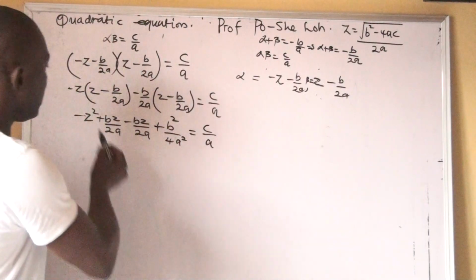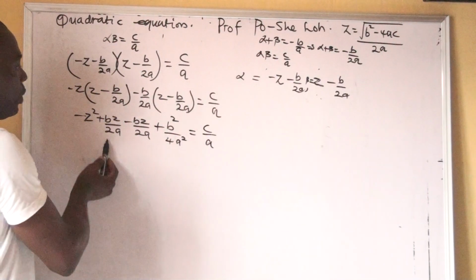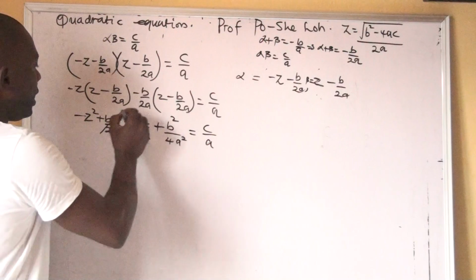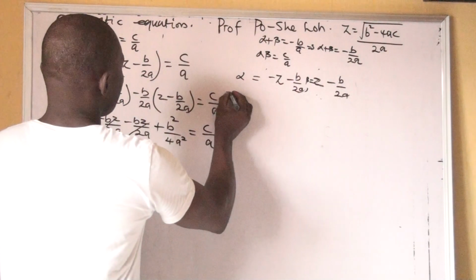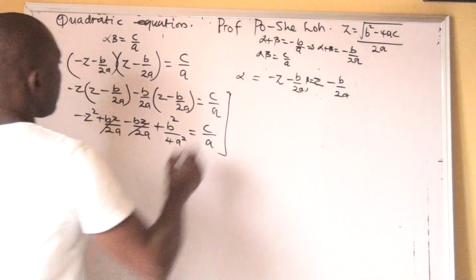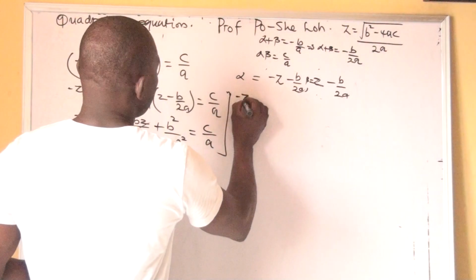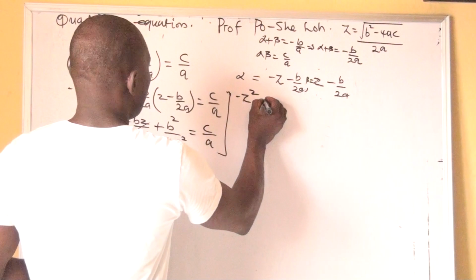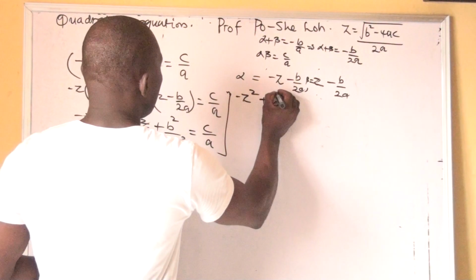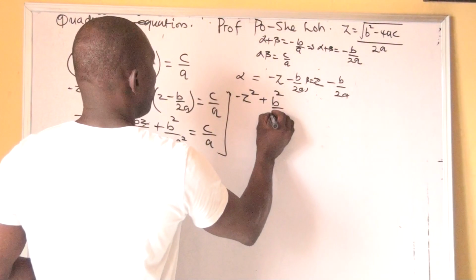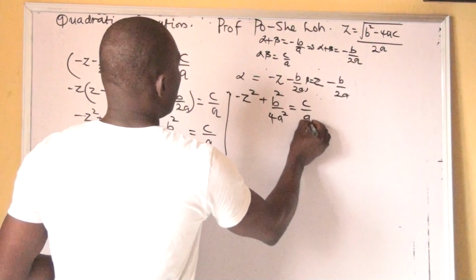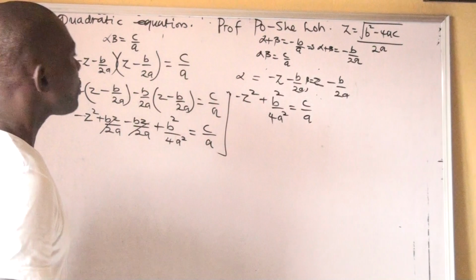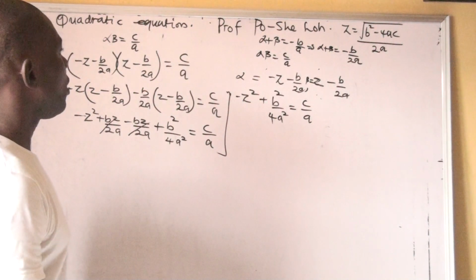Okay, we can see this term here, bz over 2a minus bz over 2a, they cancel off. And what will be left? We'll be left with minus z squared plus b squared over 4a squared is equal to c over a. Okay, c over a, right?